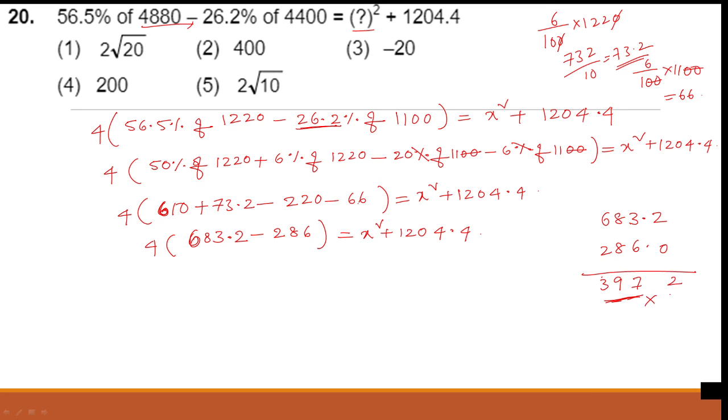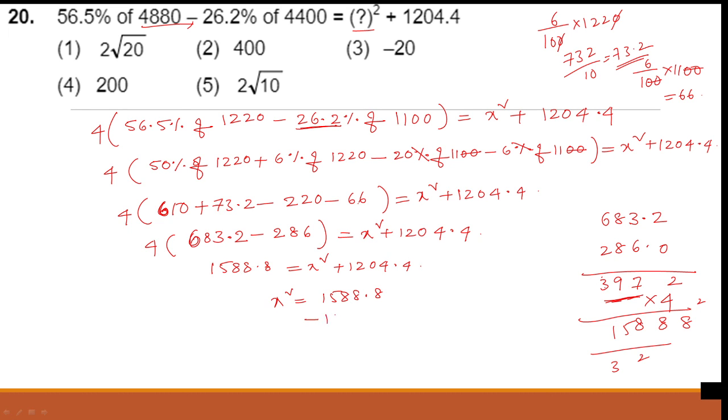And we need to multiply this with 4. 4 2s are 8. 4 7s are 28. And 2 becomes the carry. 4 9s are 36, plus 2, that is 38. 4 3s are 12, plus 3, that is 15. Okay. Now the answer is 1588.8. That is equal to x square plus 1204.4.